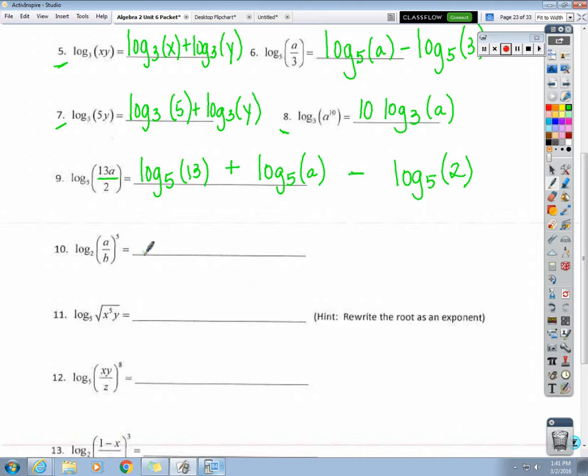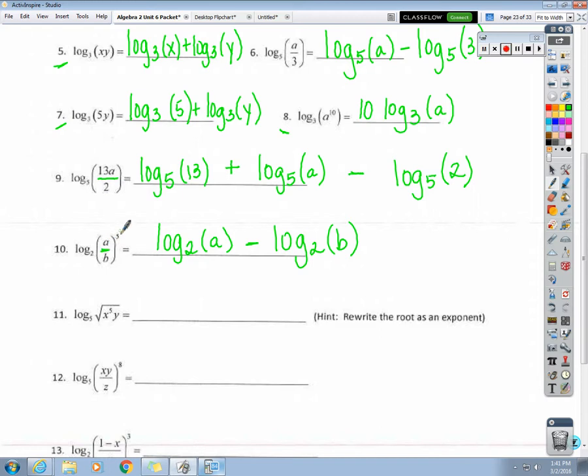Okay, number 10 combines the quotient of 2 logs and the power rule. So how many times am I going to write log base 2? Twice. Once for the A and another time for the B. What sign will go in between them? Minus, because they're being divided.